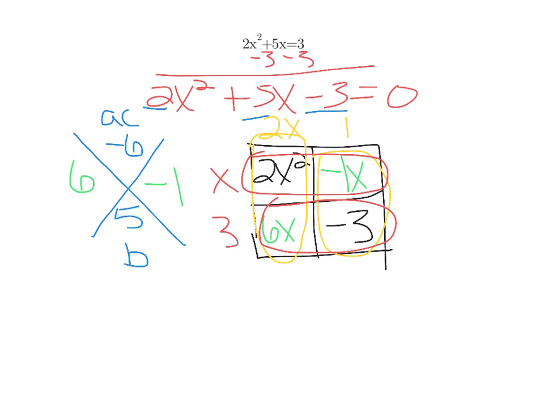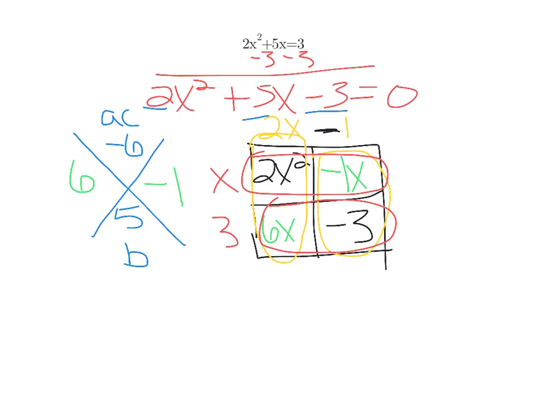Now remember to go through and check to make sure that it works out and that the area of each box is what it should be. If I look at the 2x here and the x here and multiply them together, I get 2x squared. That checks out. If I look at the 1 here and the x and I multiply them, I should get negative 1x, but I'm only getting x. That means I need to make the 1 negative. Now if I look at the 3 and the 2x and multiply them, I get the 6x. That checks out. If I multiply the 3 by the negative 1, I get negative 3. That checks out. So I now have my factored form of the equation.